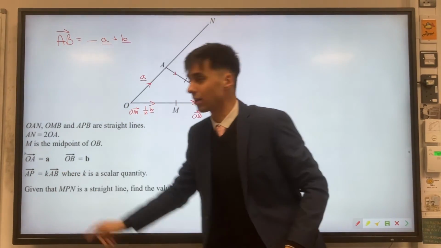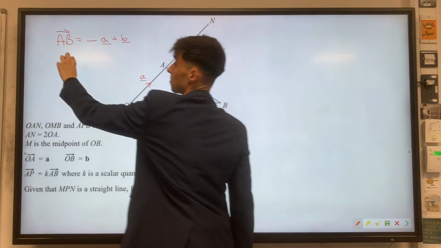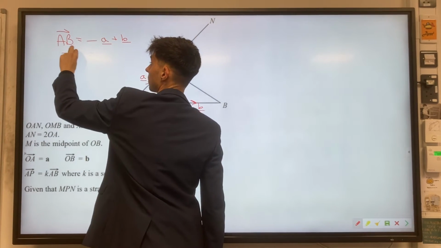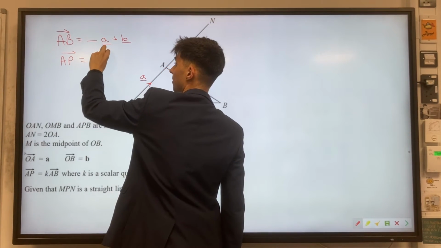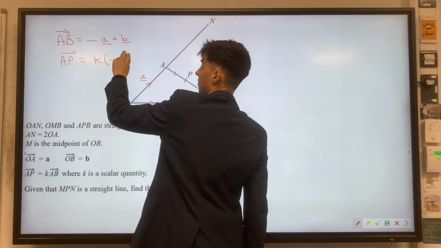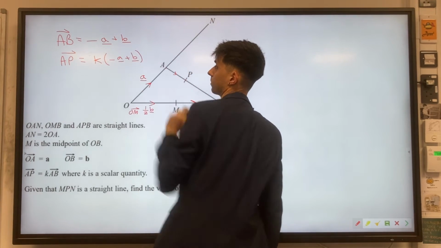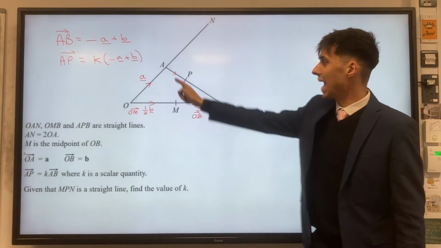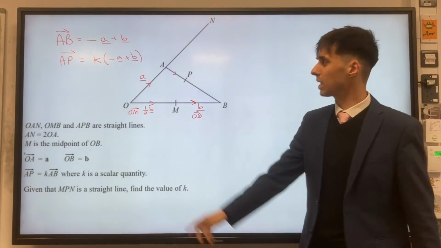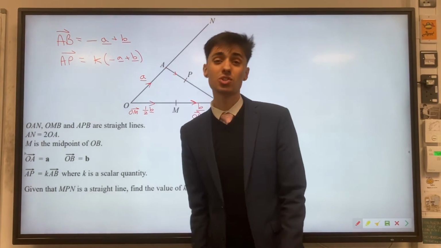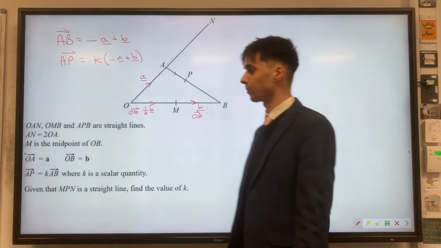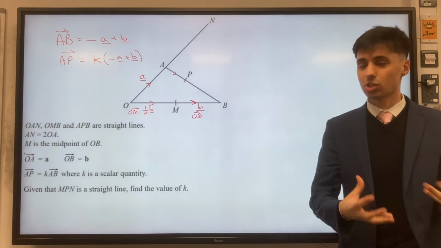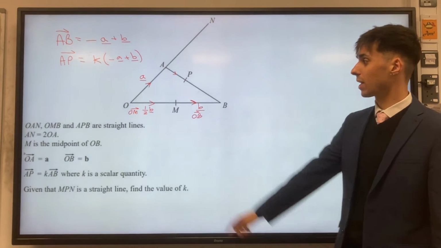Using this fact then, we can say that means A to P is going to be K(minus A plus B). And something we should be thinking about here is, of course, A to P is shorter than A to B, so K we're expecting some number that's between 0 and 1. Let's go on to the main part of this proof then.